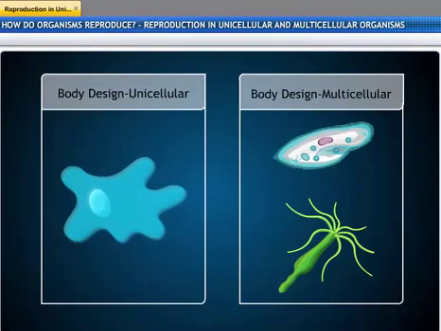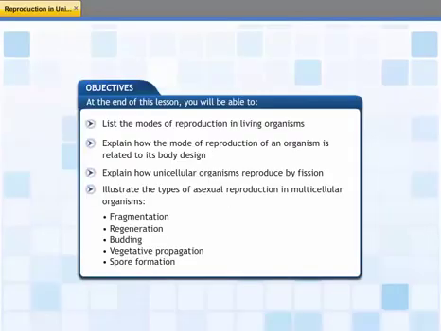It's an interesting phenomenon because not many animals can reproduce this way. In fact, depending on their body designs, various organisms reproduce in different modes. It's an interesting study. In this lesson, you will learn about the modes of reproduction in plants.